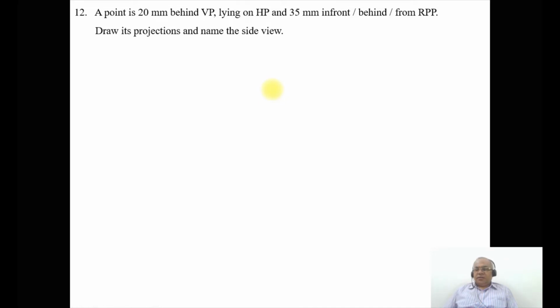Hitherto, what we were analyzing were problems exclusively in the first quadrant, second quadrant, third quadrant and fourth quadrant. In this case, a point is 20 mm behind VP. Behind VP is the condition, so it comes in the second quadrant and also in the third quadrant. If the point is behind VP and above HP, then it lies in the second quadrant. If the point is behind VP and below HP, then the point lies in the third quadrant.